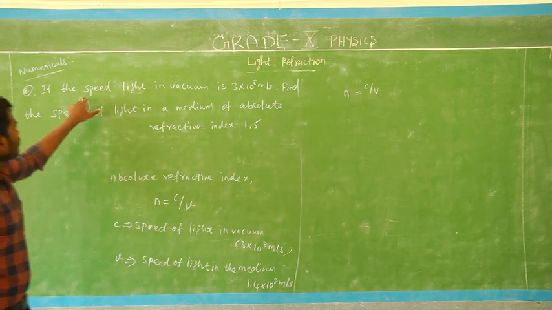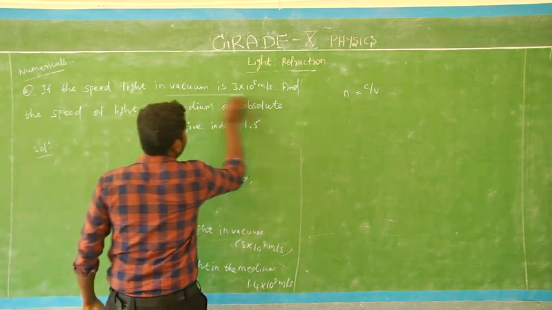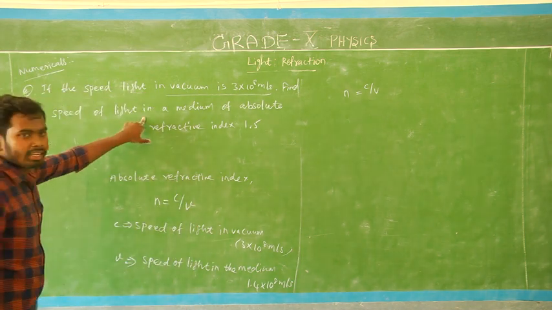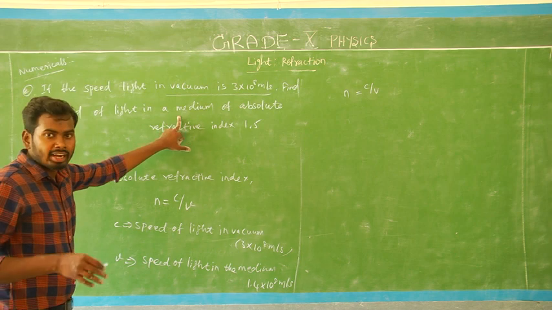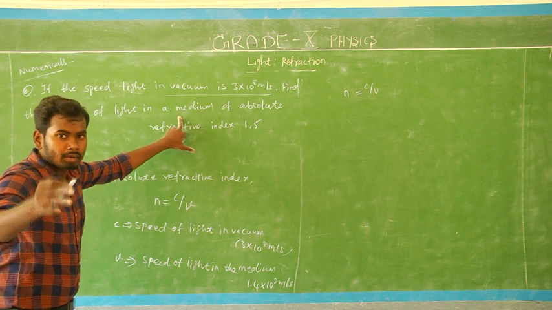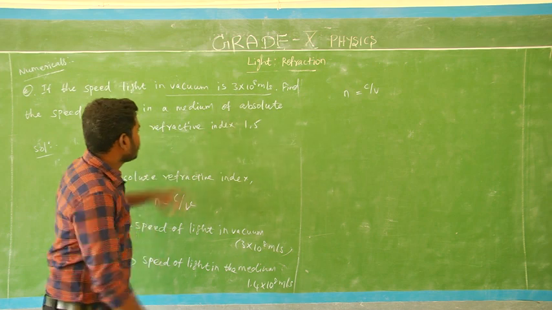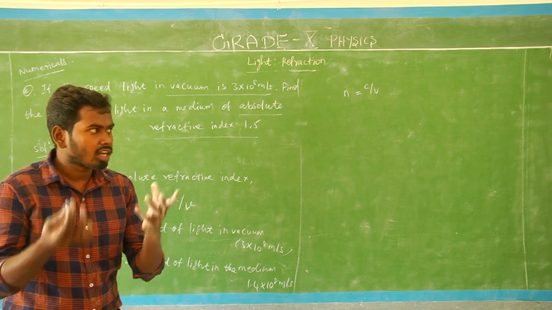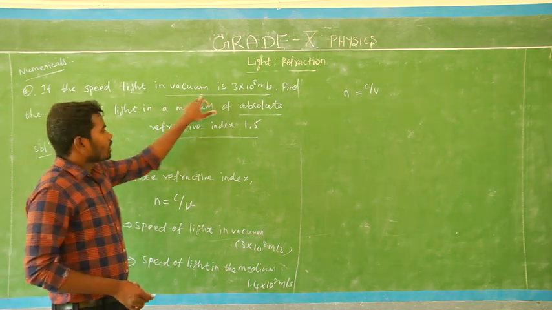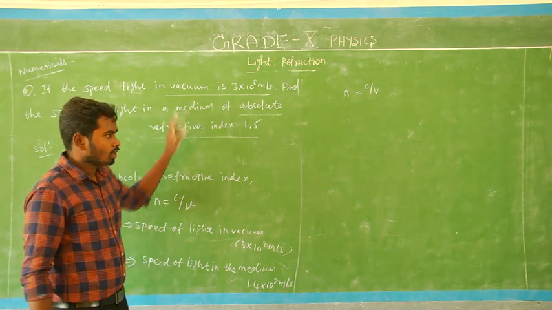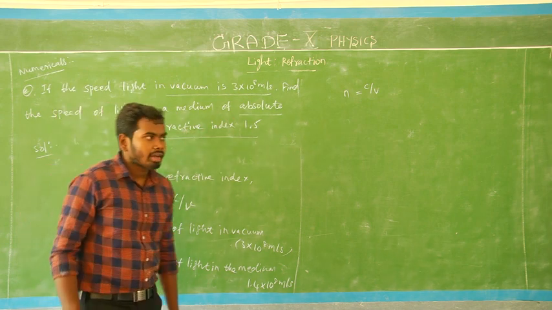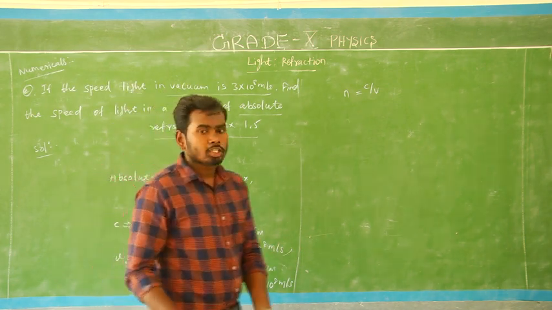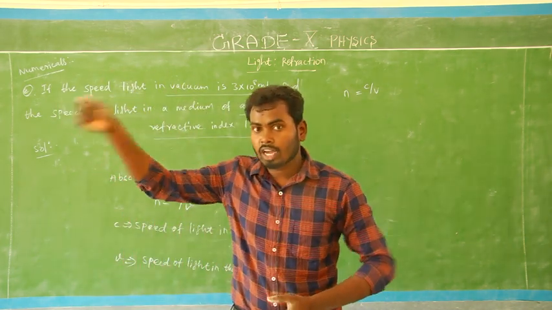If the speed of light in vacuum, how much? Speed of light in vacuum is 3 into 10 to the power 8 meter per second. Find the speed of light in a medium. So we are going to find the speed of light in a particular medium, that medium of absolute refractive index value 1.5. So what are the values we know? First, the light speed in vacuum we already know. Next, the absolute refractive index value we also know. Now we are going to find the speed of light in that particular medium, isn't it?